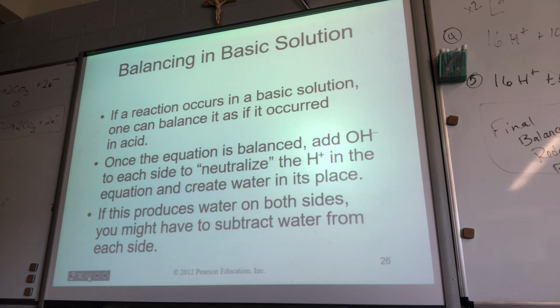So what a basic solution does is basically create water in order to create a negative charge on the other side. Again, we'll go through it. We're not going to do one during lecture, but we are going to do one tomorrow.